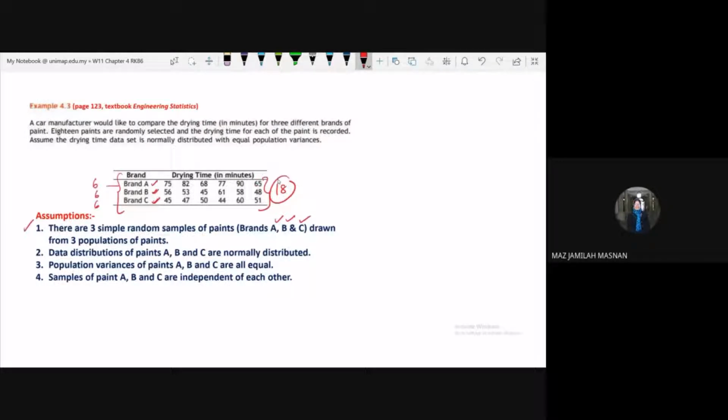The second assumption is about the distribution of each of our sample data. What we should know is that the data distributions of paint A, B, and C are all normally distributed. So you can imagine the distribution of data A, data B, and data C. The third one is that the population variances of paint A, B, and C are all equal. If we draw it again in terms of distribution, they will have the same distribution. All are normal, and the spread of each population is similar.